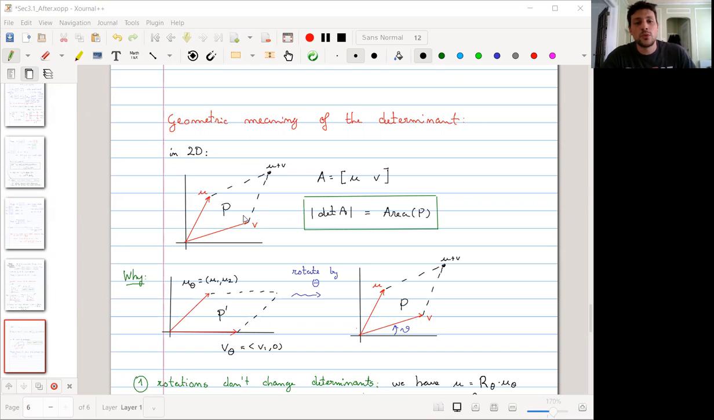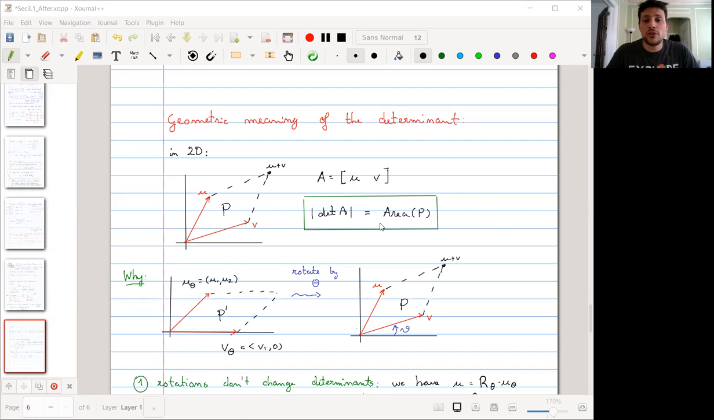These 2 vectors, when you add them together, define a parallelogram of which they are 2 of the edges. The meaning of the determinant in this case is that if we take a matrix A whose columns are exactly the 2 vectors u and v, then the determinant of the matrix A will coincide with the area of P. And of course, you have to take an absolute value in case the determinant is negative. So the absolute value of the determinant is the area of the parallelogram.